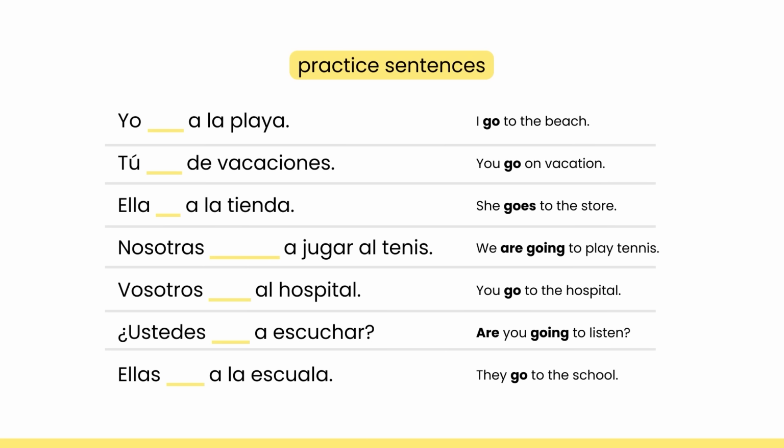Alright, and then last but not least, of course, as always, I have some practice sentences that I made for you so that you can practice if you understand how to conjugate this verb. So if you want to practice, make sure to pause this video and then press resume or play once you are ready for the answers. Alright, and here are the answers.